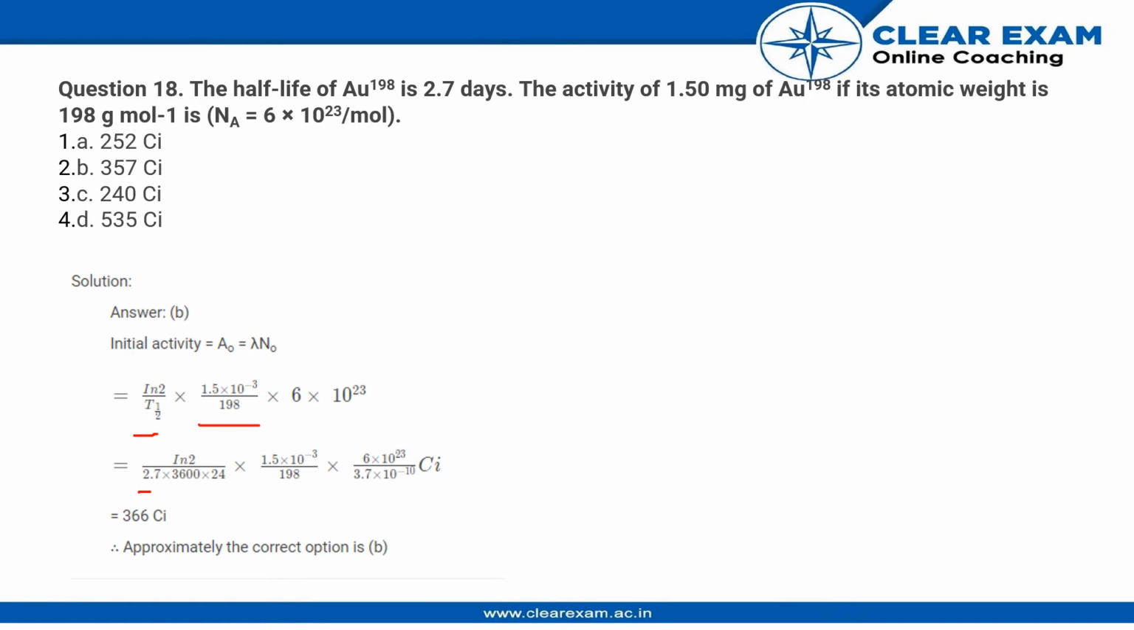So ln2 upon T half, where T half is 2.7 days into 3600 into 24, which is the seconds in this case, and 1.5 into 10 power minus 3 is the mass in grams. 198 is the atomic weight, and 6 into 10 power 23 is the Avogadro number, divided by 3.7 into 10 power minus 10 to convert into this unit over here. Given this, we can easily find what the initial activity will become, which is 366. So the option B is approximately correct.